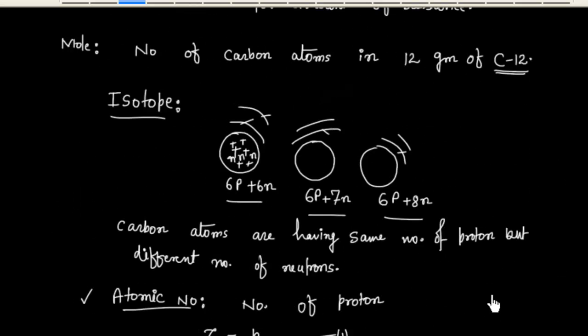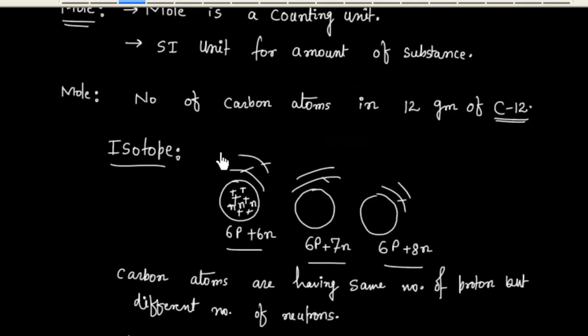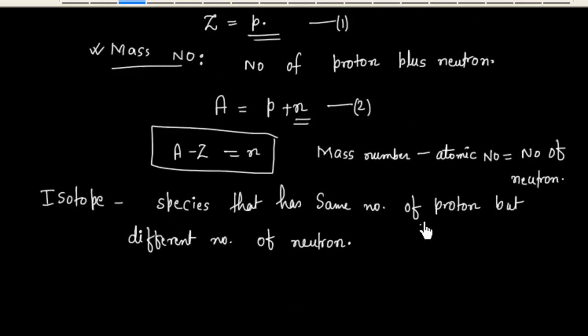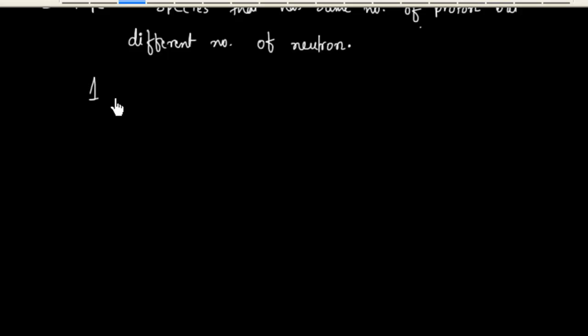Now when I say carbon 12, this is the isotope with 6 proton and 6 neutron. So this is carbon 12. And this is carbon 13 because the mass number is 6 plus 7, 13. Now this is carbon 14. So when I say 12 gram of C12, this means I have to take carbon 12. Now 1 mole is defined as the number of carbon atoms in 12 gram of C12, and it is found to be 1 mole equals 6.023 into 10 to the power 23 units.